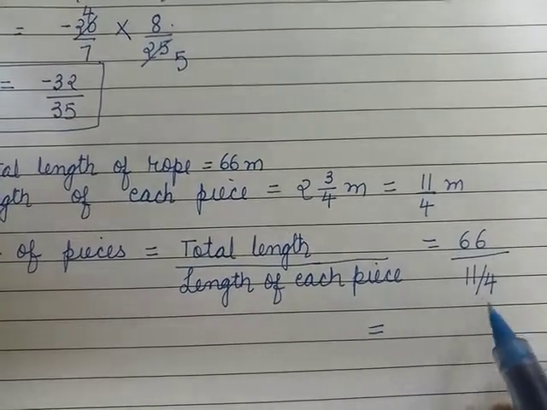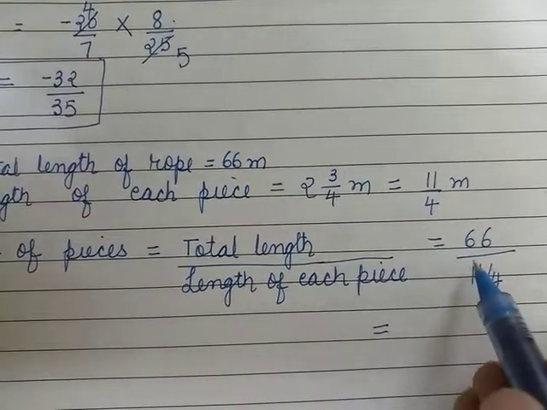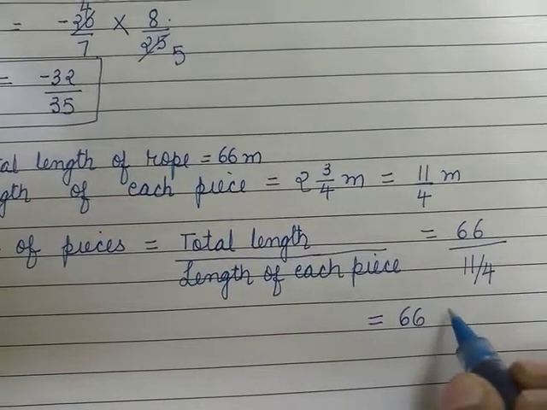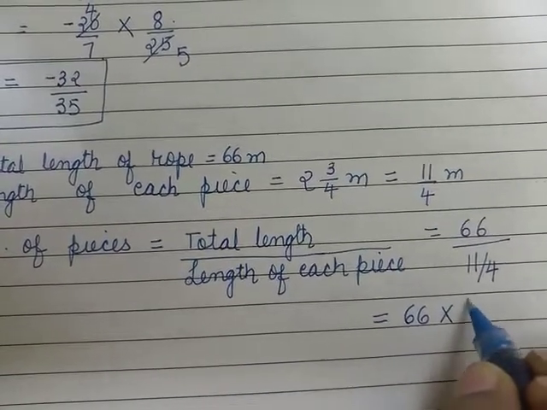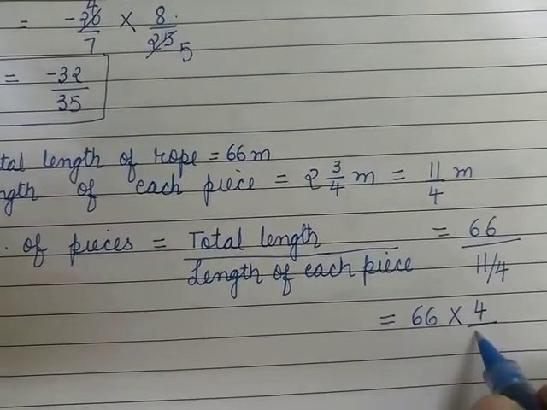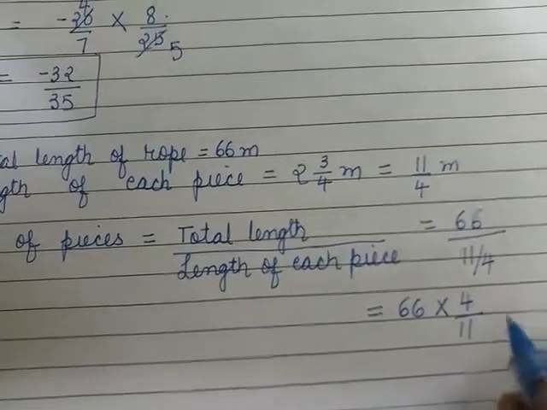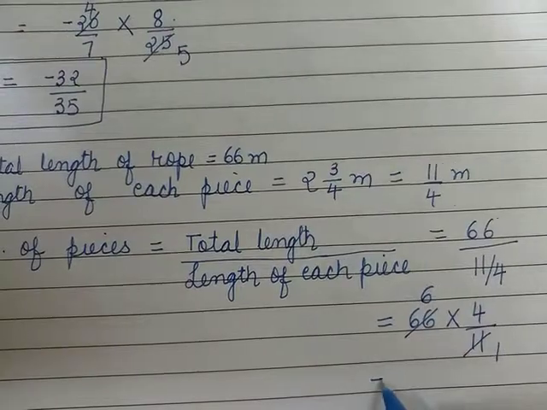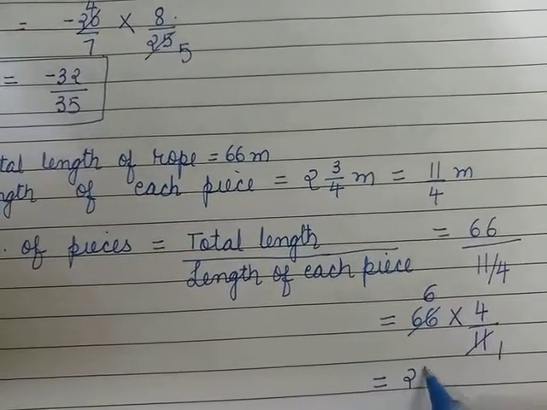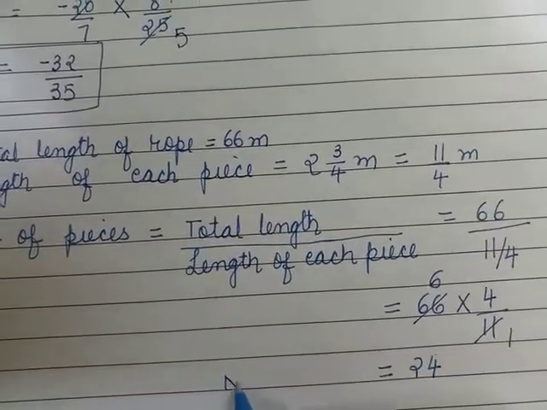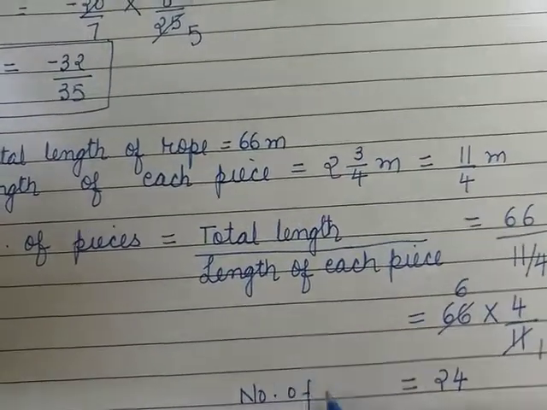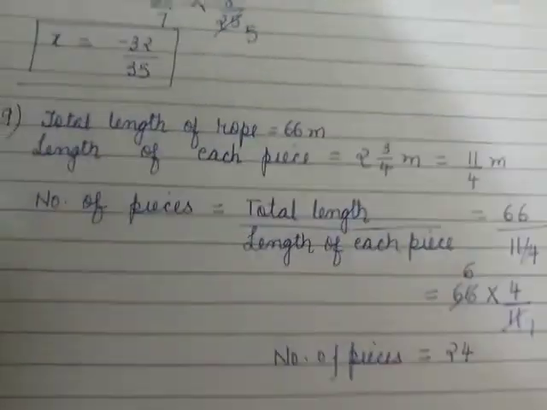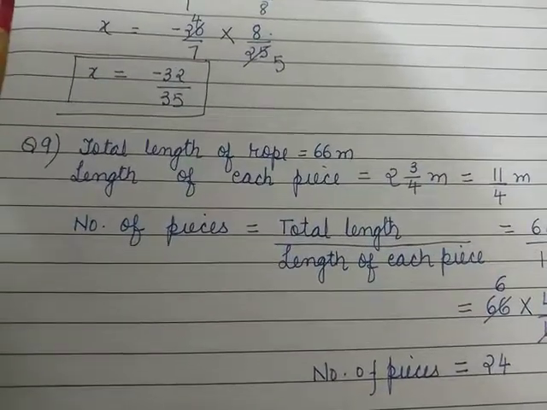Whenever we are dividing two rational numbers, we change the division to multiplication and we write the reciprocal of the second rational number. So I change it to multiplication and I write the reciprocal of the second rational number. Okay, 11 ones are 11, 11 6s are 66, 6 4s is 24. So how many pieces? 24 pieces can be cut. Okay students, whenever we have a word problem, we have to write the complete statement.